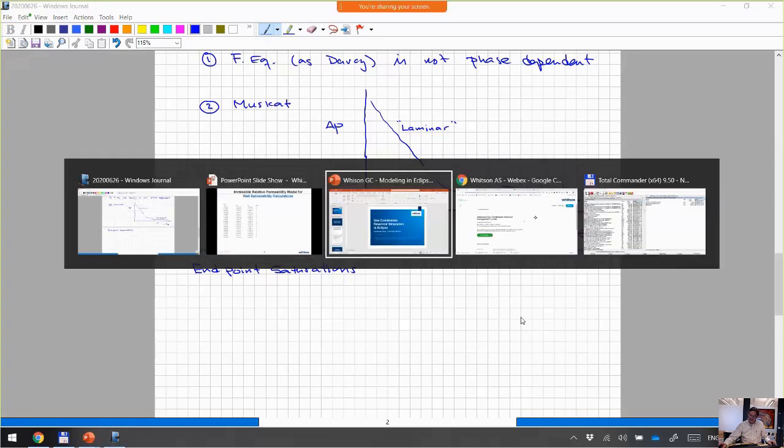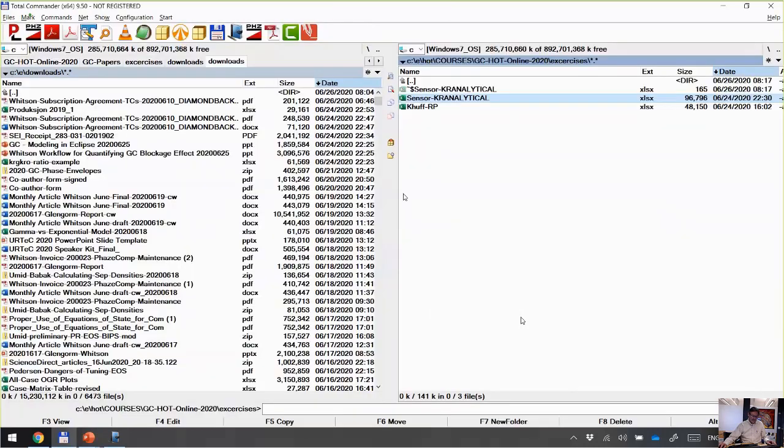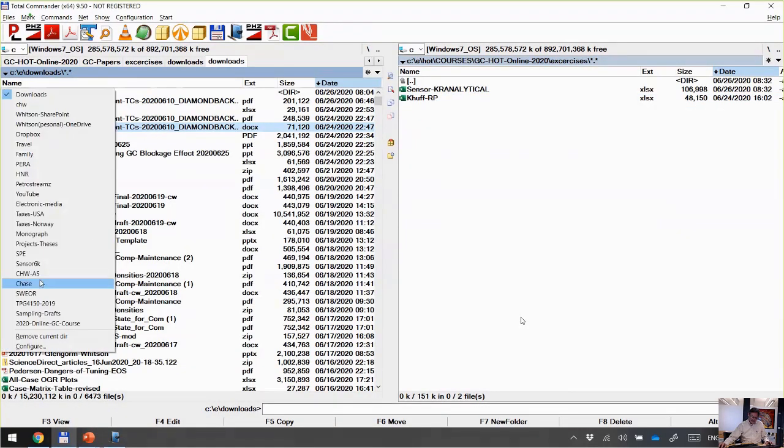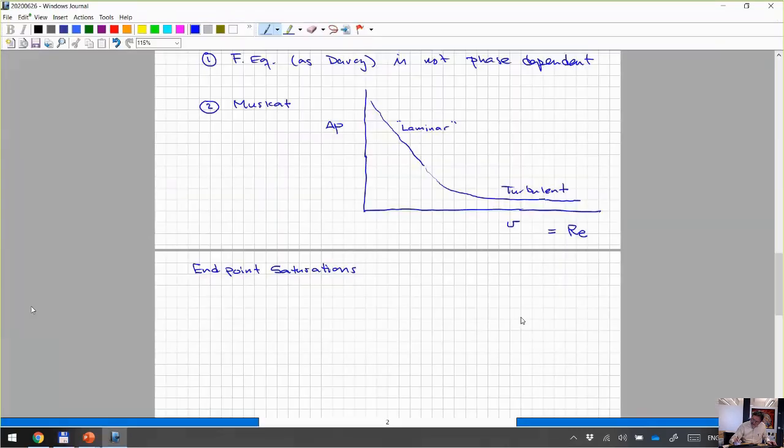Let me write it: density times velocity, times the diameter of the tube, divided by viscosity.